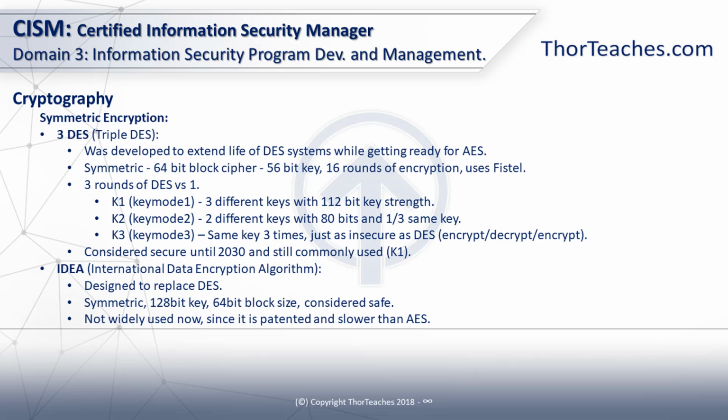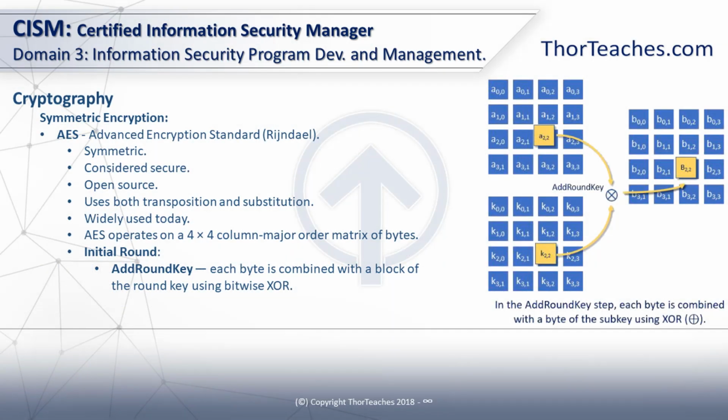The International Data Encryption Algorithm is of course also symmetric. It's a 128-bit key, 64-bit block size, and it is considered safe today. It's not widely used because A, it's patented, which means you need to pay to use it, and B, it's slower than AES. AES is the most commonly used symmetric encryption.